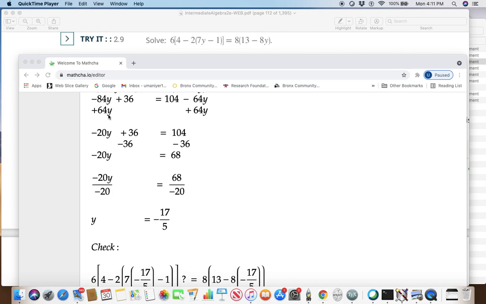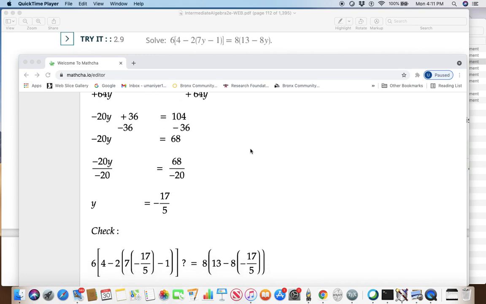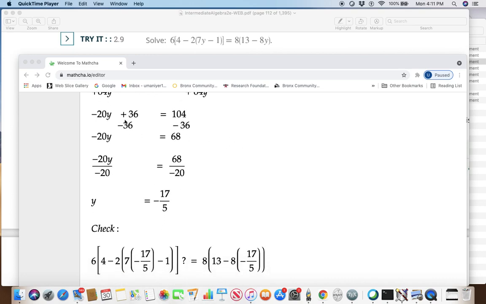Negative 84y plus 64y is negative 20y. Plus 36, plus 104 here, these cancel. At this point, negative 20y plus 36 is 104, so subtract 36 from both sides. 104 minus 36 is 68. These two cancel, you are left with negative 20y. Divide both sides by negative 20.